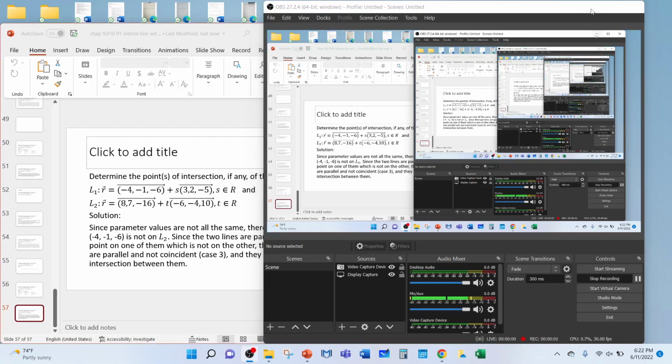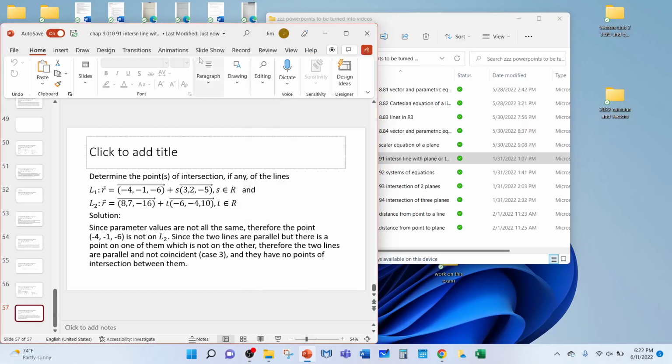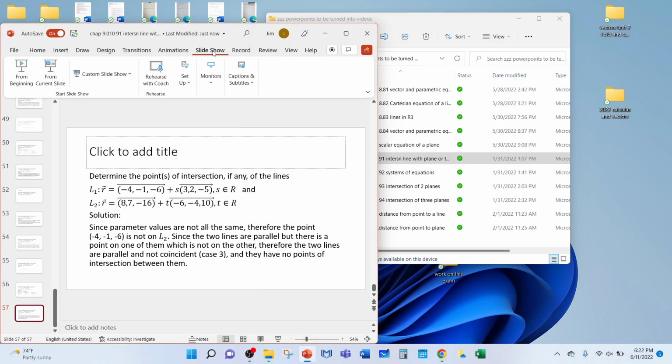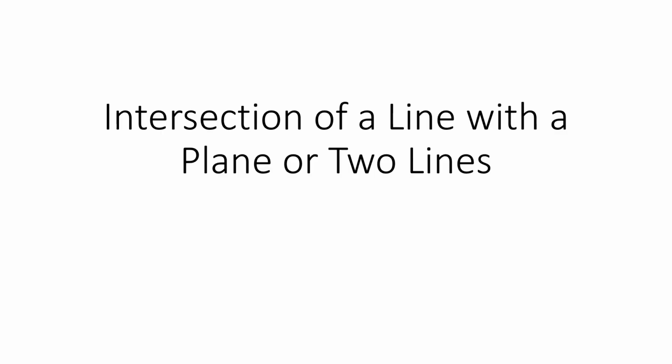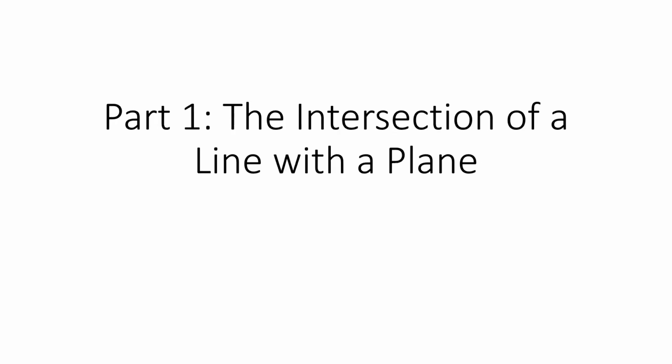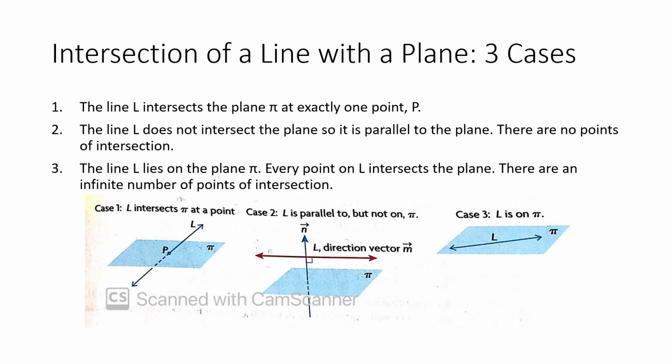In this video, we're going to talk about the intersection of a line with a plane, as well as the intersection of two lines. First, the intersection of a line with a plane. There are three cases when we talk about the intersection of a line with a plane. In the first case, the line intersects the plane at exactly one point, and that's illustrated in the first diagram.